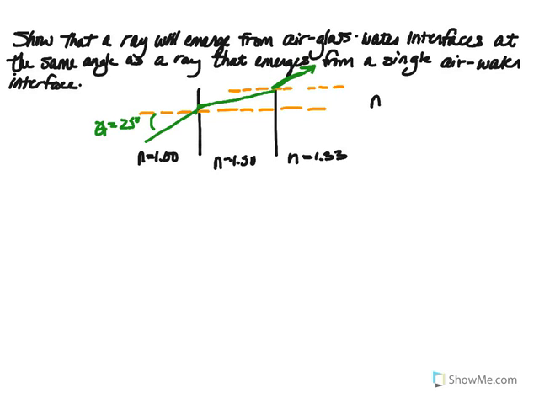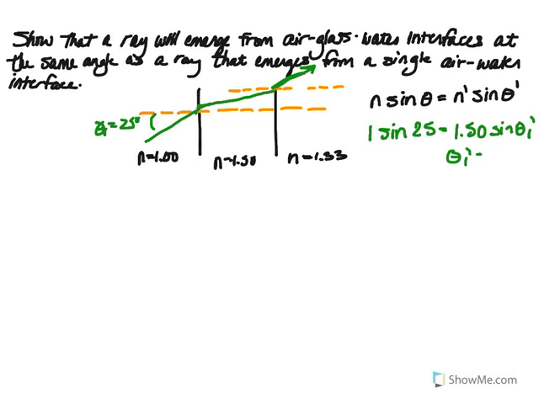And we can use Snell's law, n times the sine of theta equals n prime times the sine of theta prime. So 1 times the sine of 25 degrees is equal to n2, which is 1.50, times the sine of theta 1 prime. So we find theta 1 prime is equal to 16.36 degrees, and theta 1 prime, which is right here, is going to be equal to theta 2, our next incident angle right here.